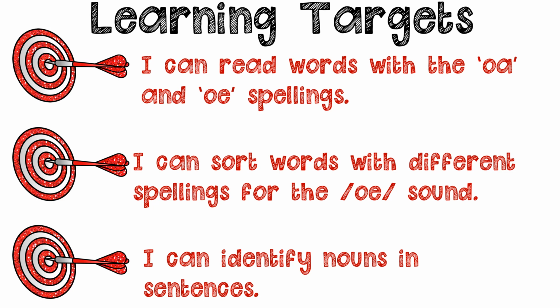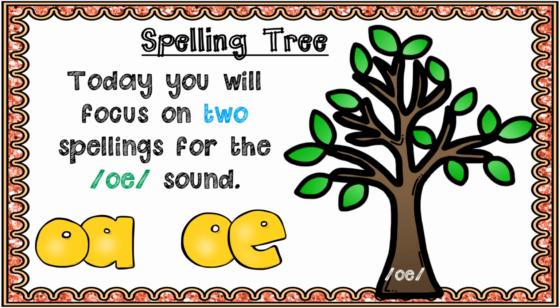Now, do you see the slashes around that OE? That's the sound that it makes. It says O. So we're going to look at OE and OA that both make the O sound. And we're also going to review nouns. So we're going to identify nouns in sentences. Now today when we look at these O sounds, we're going to focus on that spelling tree. So we're going to focus on putting them onto the spelling tree where they would belong.